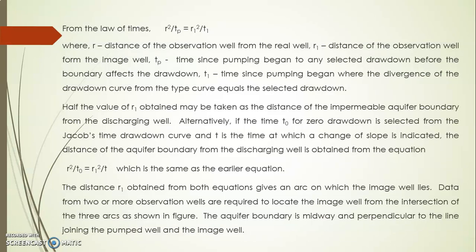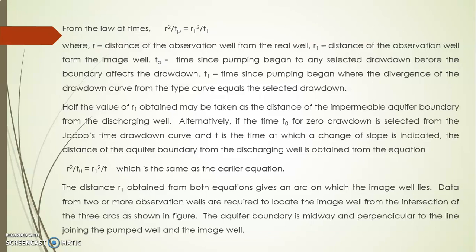From the law of times, we have r squared by tp equal to r1 squared by t1, where r is the distance of the observation well from the real well, r1 the distance of the observation well from the image well, tp is the time since pumping began to any selected drawdown before the boundary affects the drawdown, and t1 is the time since pumping began where the divergence of the drawdown curve from the type curve equals the selected drawdown. The value of r1 obtained may be taken as the distance of the impermeable aquifer boundary from the discharging well.